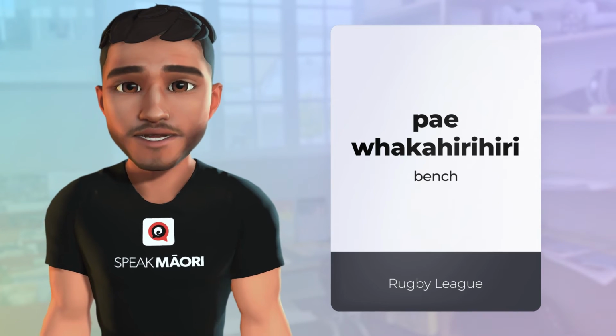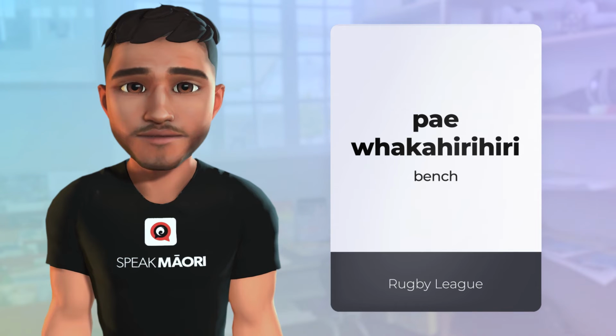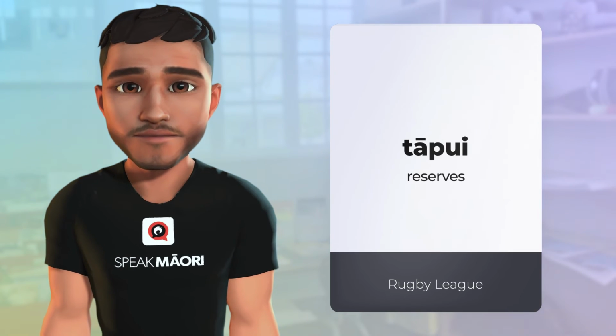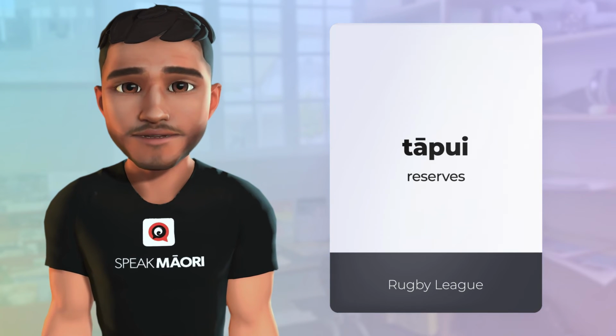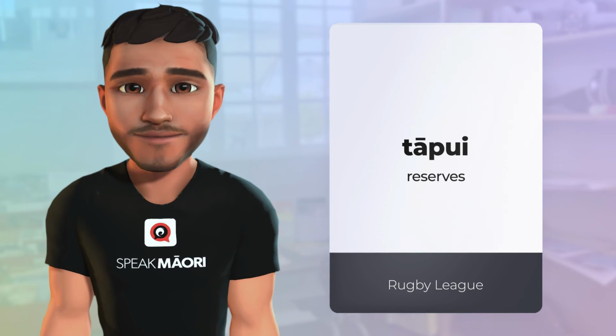This area is called the pai whakahirihiri, or bench, where the tāpui, or reserves, sit. That's usually me. I hope I get on soon.